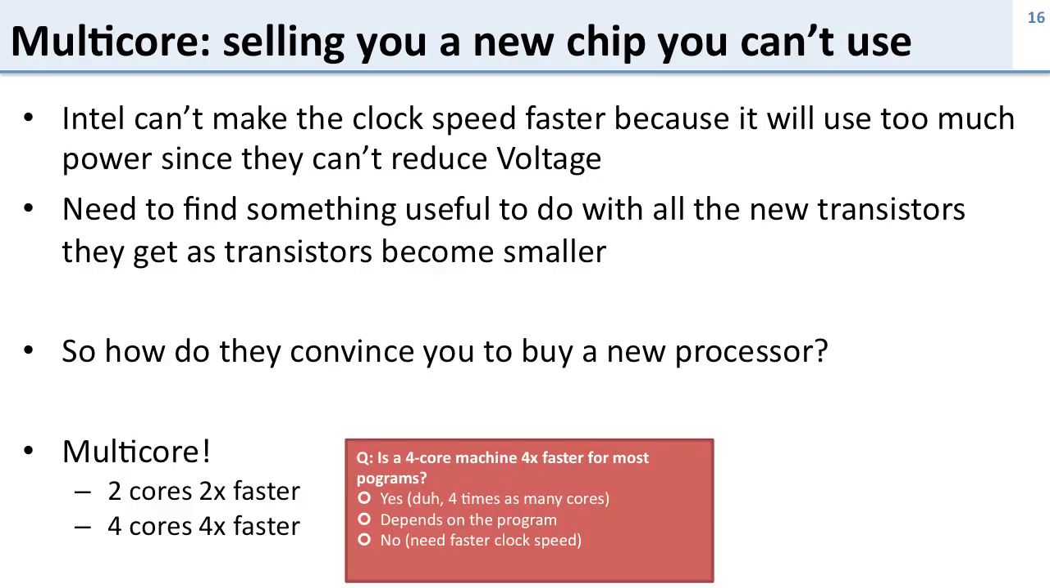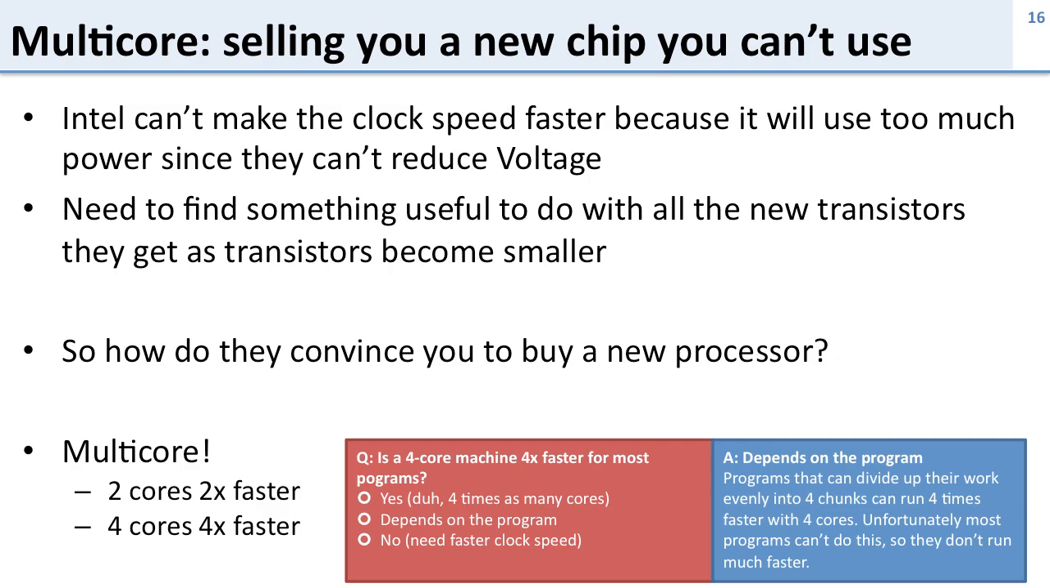So question, is a 4-core machine faster for most programs? Well, the answer here is it depends on the program. Programs that can divide their work up evenly into 4 chunks can run 4 times faster with 4 cores. But most programs can't do this. So Firefox doesn't have any way to divide a web page up into 4 even chunks. Word doesn't have any way to divide up spell checking into 4 even chunks, so they don't benefit from more cores.